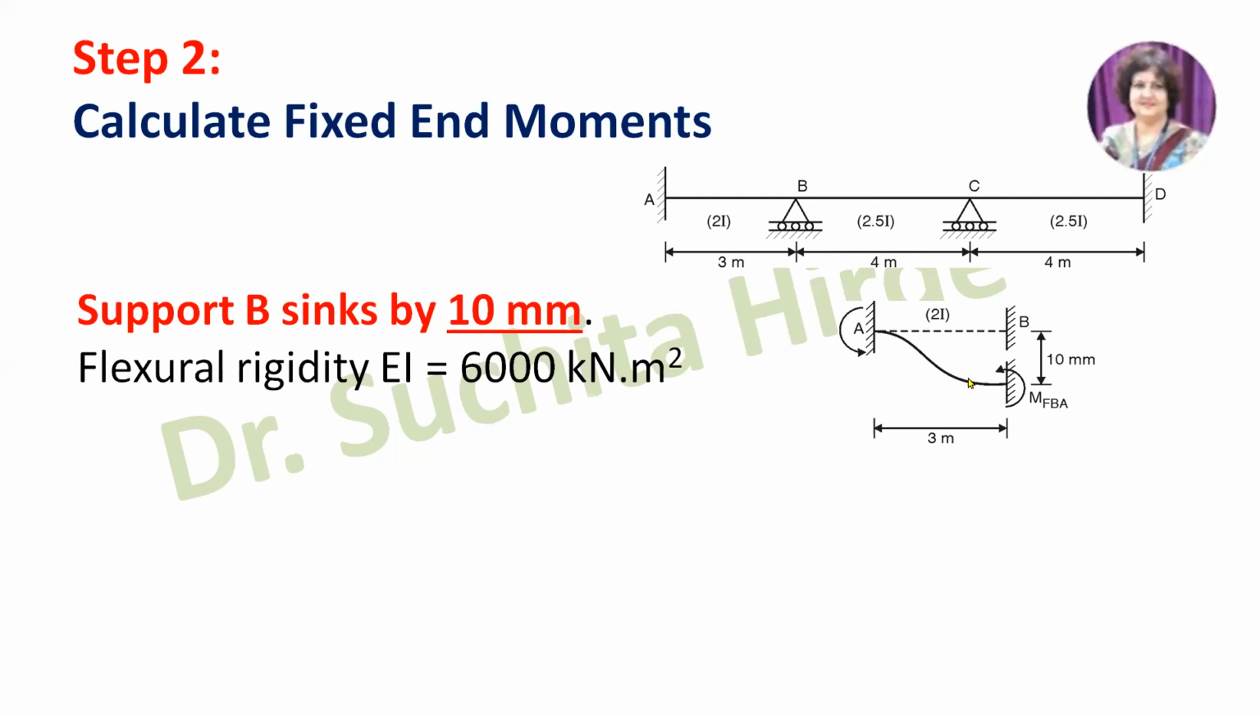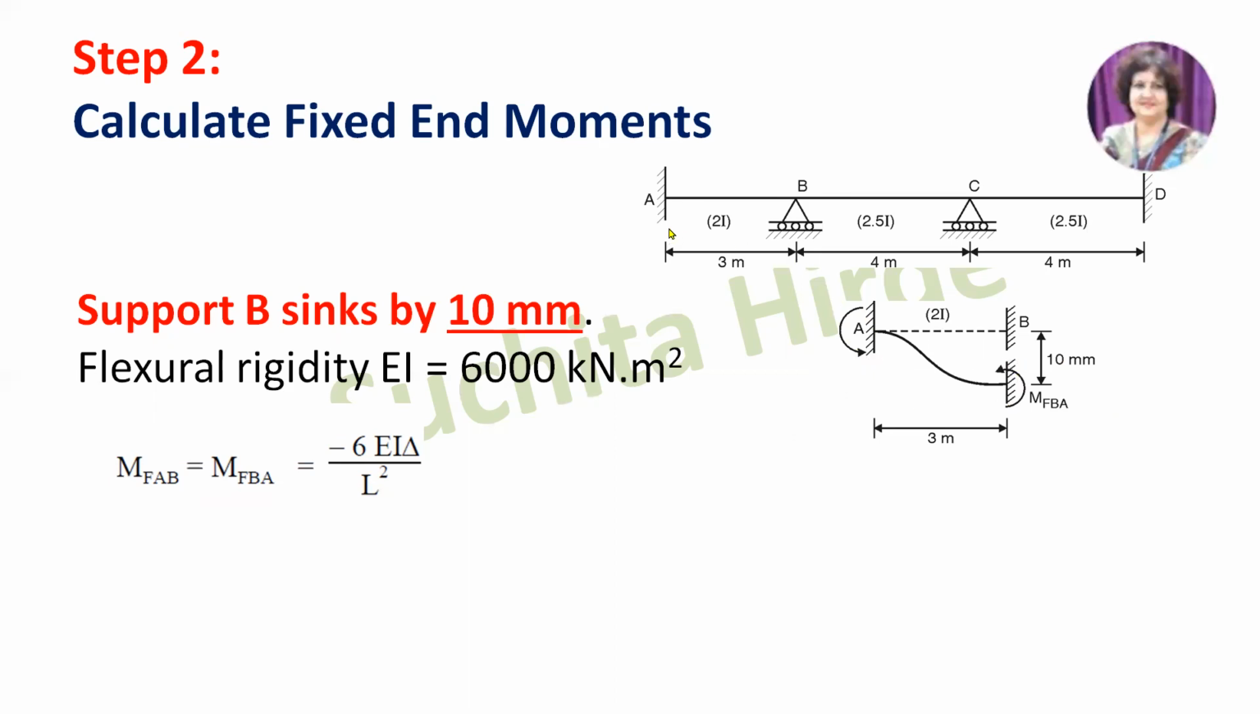When support B sinks, that means support A is above support B, and in that case, to maintain zero slope at supports A and B, the moments developed are anti-clockwise in nature. These moments are given by minus 6 EI delta upon L square. Why are we writing this minus sign? Because these moments are anti-clockwise, and our sign convention is anti-clockwise negative and clockwise positive. So using this standard formula, you have to calculate the fixed end moment developed due to this sinking of support.